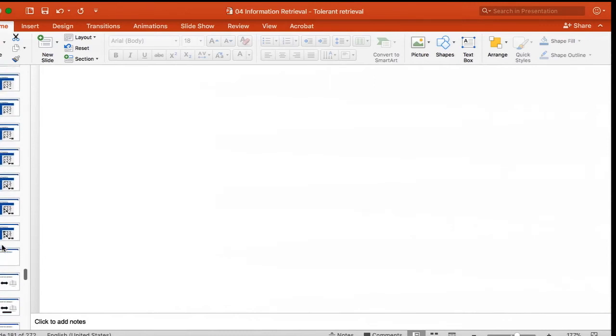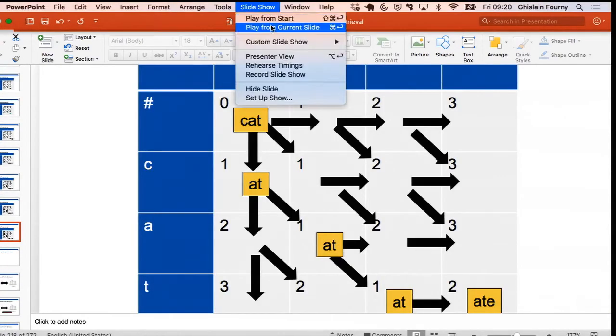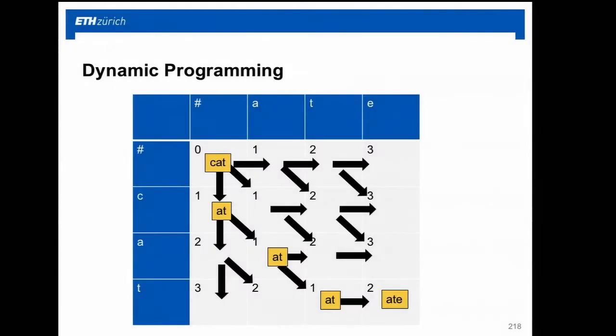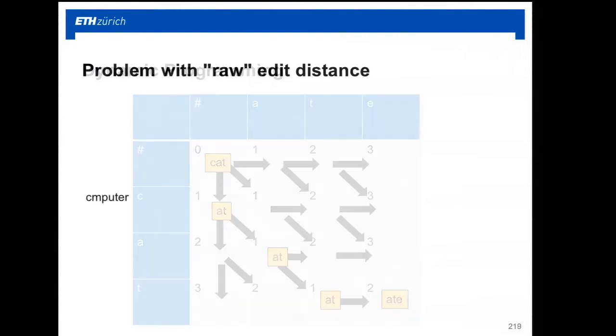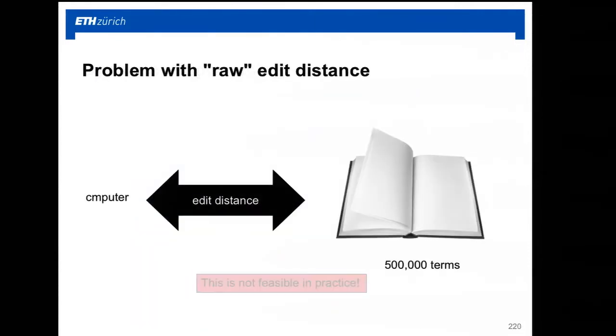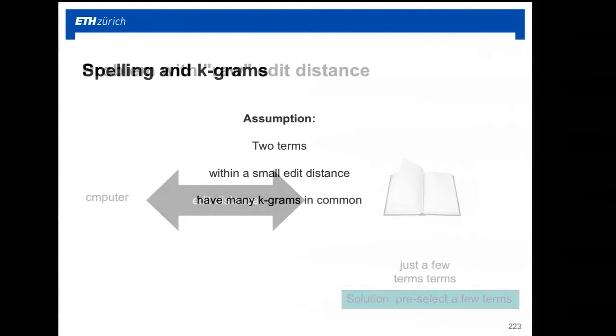I showed you how to compute the edit distance between two words, like cat and eight in that case, with dynamic programming. So we can compute the edit distance between two words. But the problem is that every time we have a query that we want to spell check, we need to compare it to a huge number of terms. This is not feasible. This is just not something we can do.